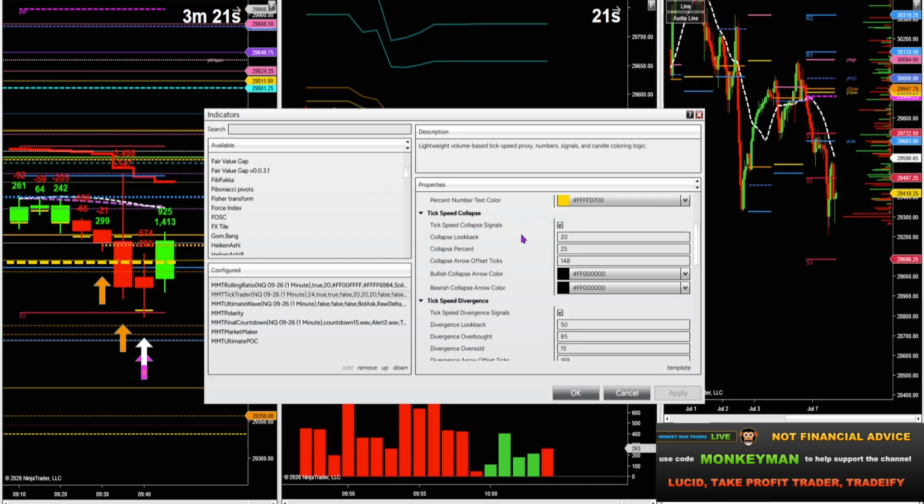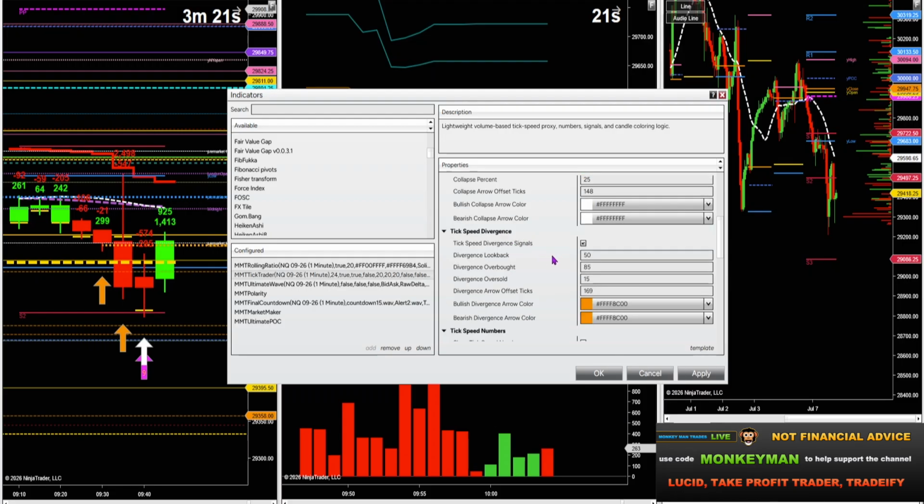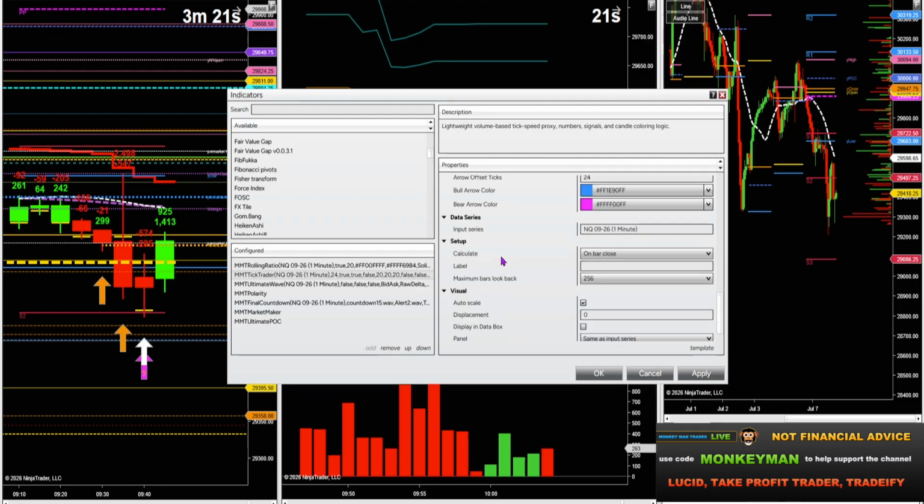So I do have the tick speed collapse signals activated. Collapse look back of 20. Collapse percent is 25. I'm going to change these to white to match the 5-minute chart. Tick speed divergence. Look back of 50, overbought 85, oversold 90. If you want some stronger tick speed divergence signals, you could bump the divergence look back up to 200, or you could bump up the overbought to 90, oversold to 10, or even 95 and 5. All kinds of different options. I've got this set to calculate on bar close.